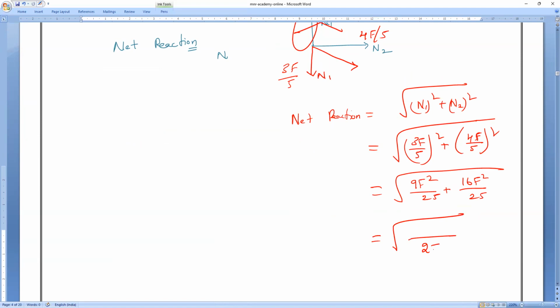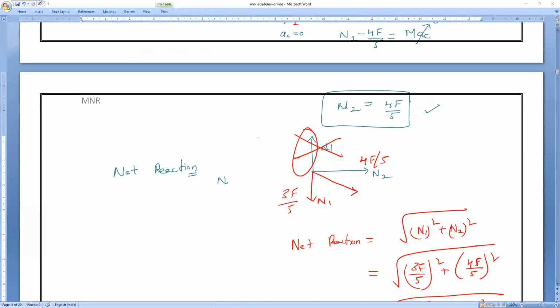So this will become 25F square over 25. The 25s get cancelled, root over F square, square and root get cancelled, which equals what, everybody? Net reaction is equal to F. Any doubt, you can ask me, guys. Are you clear, everyone? Understand, Rudreswar, hinge forces always act. Our today's class is only for calculating hinge forces. So how to calculate hinge forces is our work. Clear?